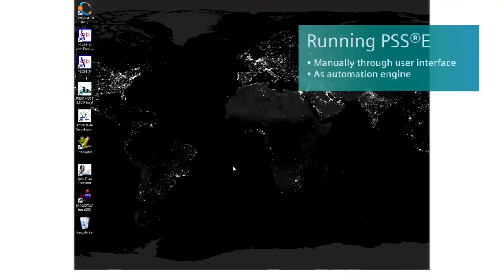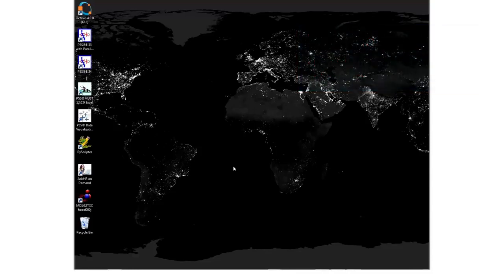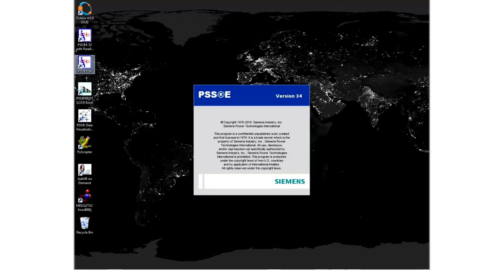There are two main ways that PSSE is run. The first is manually through the user interface. It can also run as an automation engine and an integrated part of other applications. To run PSSE manually, click the PSSE version 34 icon on your desktop.